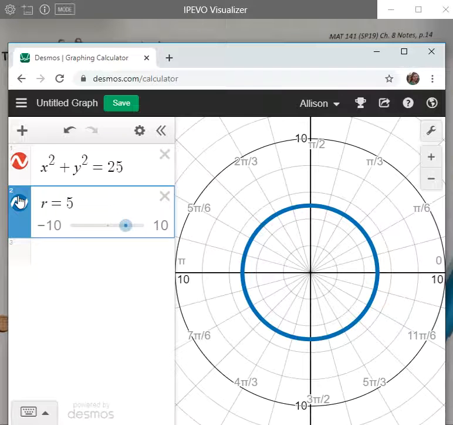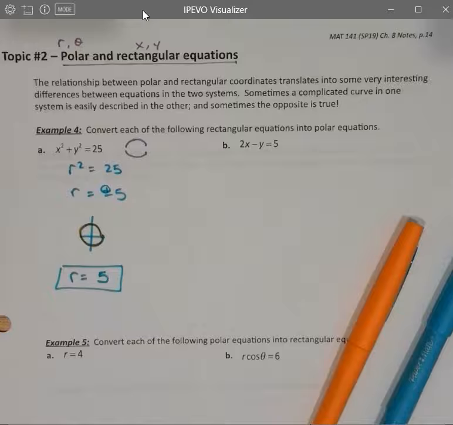We can get these graphed rectangular or polar, and we can agree that hopefully the polar equation is a simpler equation to write and to work with. Just r equals 5. That's it. All right. Let's take a look at some of the other ones.